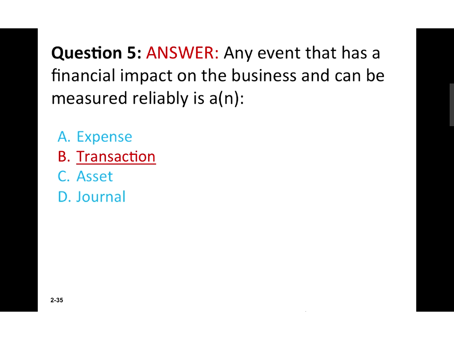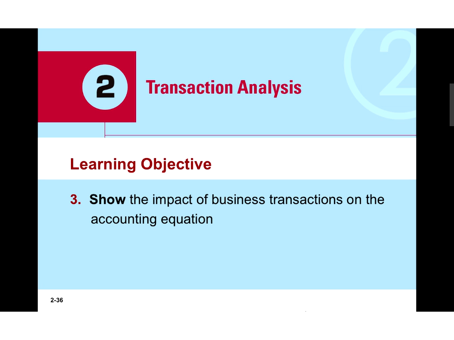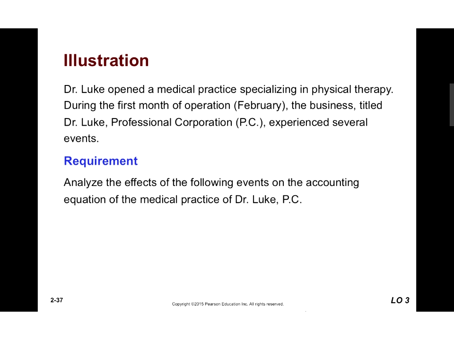Okay, and that would be a transaction. Next up, we're moving on to the next learning objective in the chapter, and we're looking at the impact of business transactions on the accounting equation. Now, we are not doing debits and credits yet. We are not doing journal entries with this. We're simply looking at, we get a transaction and we have to identify what's being impacted by this transaction.